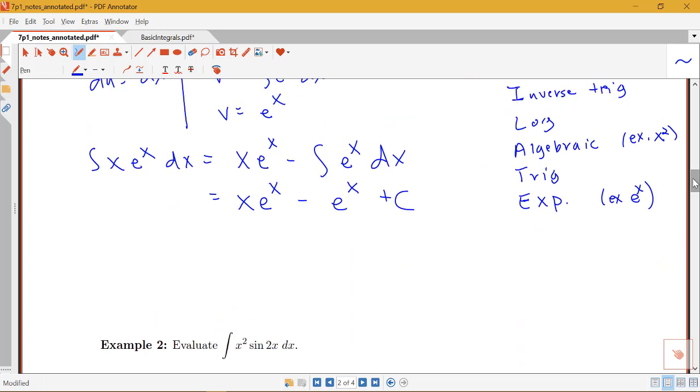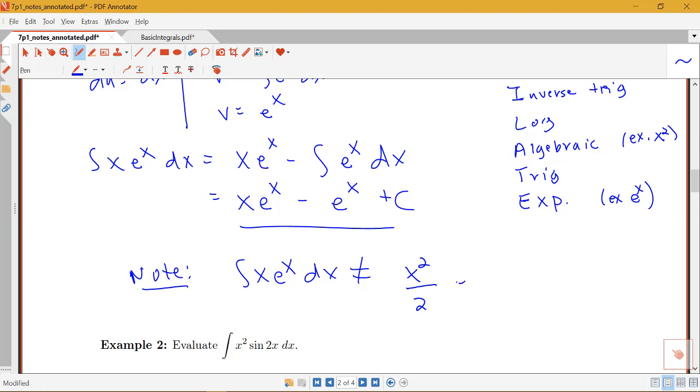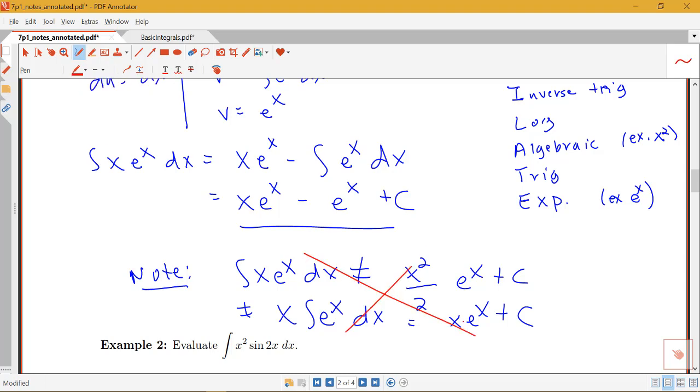Okay. So one thing to notice here, just to remind ourselves, note that the integral of x e to the x dx was not x squared over 2 times e to the x plus c. So we can't do the integral of a product as the product of the two different integrals. And we also see that we can't just pull out x and make this x times the integral of e to the x. So these kinds of things are not appropriate ways to do the integral. So we did need to use integration by parts for that example.